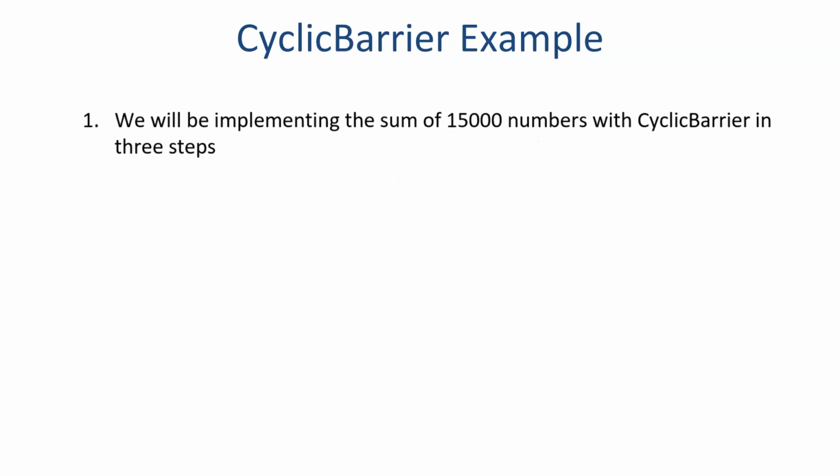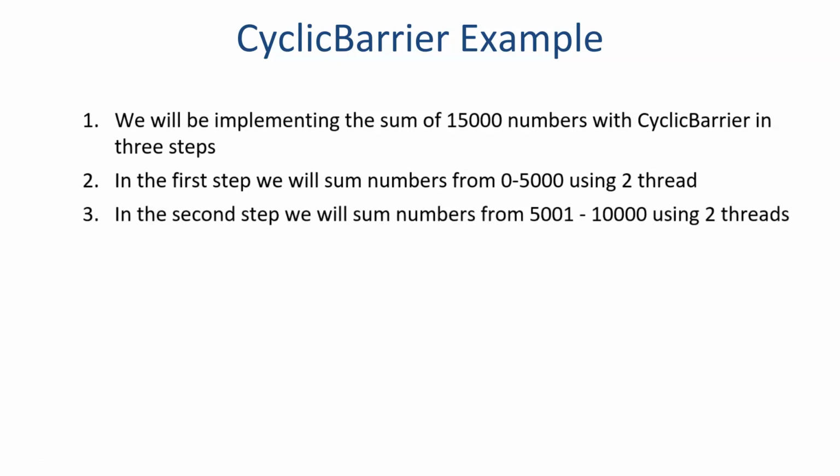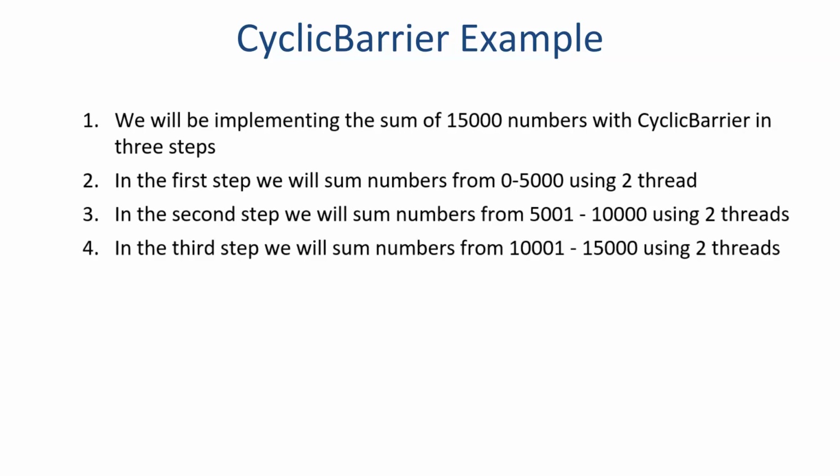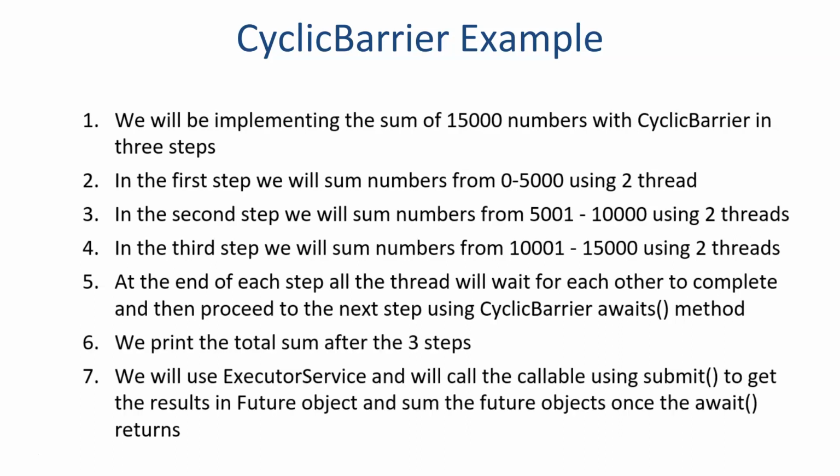Cyclic barrier example: we'll be implementing the sum of 15,000 numbers with cyclic barrier in 3 steps. In the first step, we will sum numbers from 0 to 5,000 using 2 threads. In the second step, we will sum numbers from 5,001 to 10,000 using 2 threads. In the third step, we will sum numbers from 10,001 to 15,000 using 2 threads. At the end of each step, all the threads will wait for each other to complete and then proceed to the next step using the cyclic barrier await method. We will print the total sum after the 3 steps.